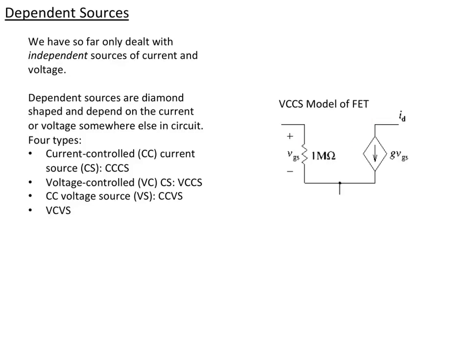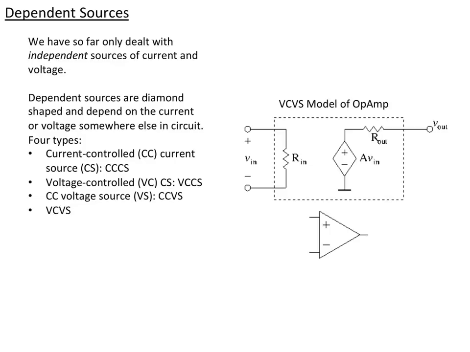An example of a voltage-controlled current source is a FET, a field effect transistor. In this case, the voltage across a very large resistance controls the current on this side. In this case, we use G rather than beta. It doesn't really matter, but notice it's the VGS, which is the gate-source voltage of the FET.